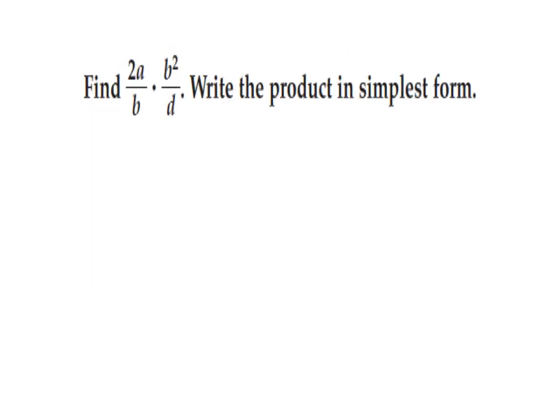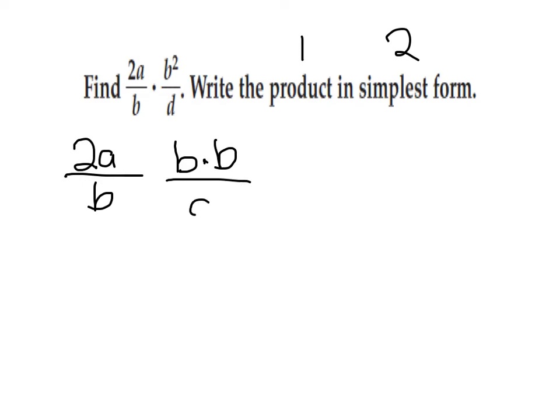Alright, we're multiplying again. We're finding the product, and we're going to make sure it's in simplest form. Those are the two things we're asked to do. This time we have algebraic expressions. So I have 2a over b. I can't factor those out anymore. 2 is a prime number. A is to the first power, b is to the first power. I do have b to the second, so that means that I have two b's on top, and then I just have the letter d in the denominator.